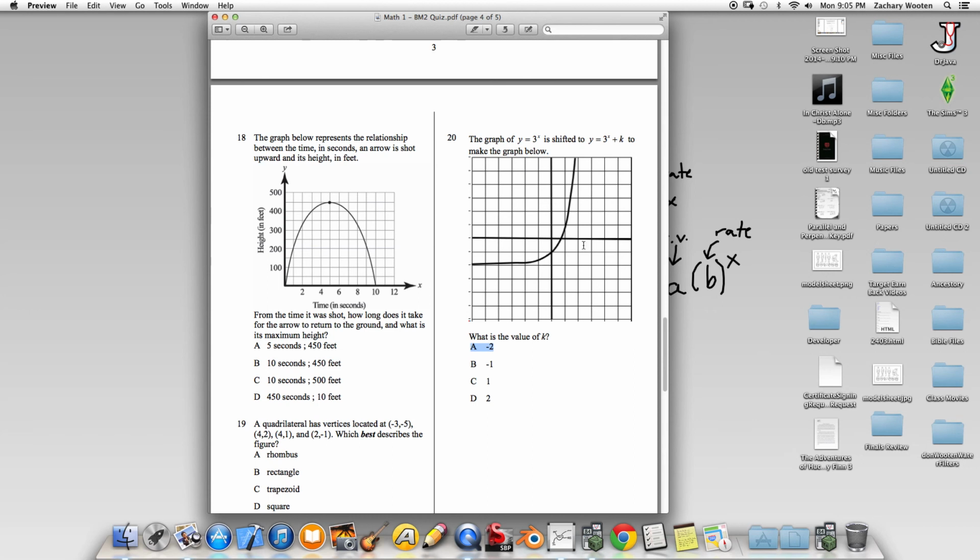It talks about shifting a graph up or down by adding a constant number on the end. And again, all we did is find the original starting value, look at where the new starting value is on the graph, and see how far it was moved down. So that's number 20. Correct answer was A. Hopefully you got it right. If not, hopefully you understand it now.